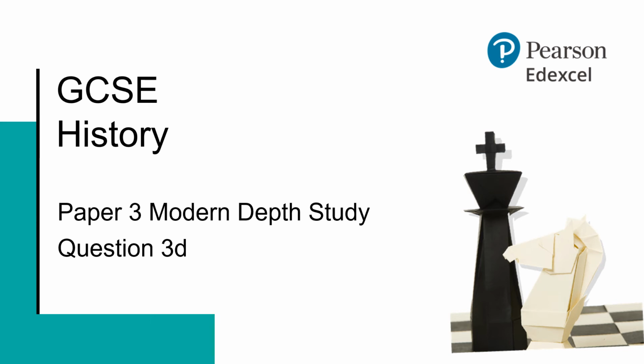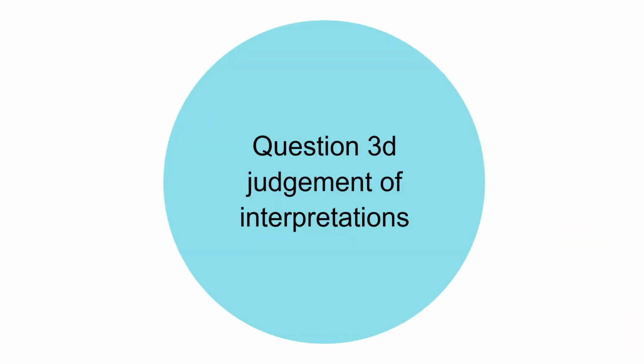Welcome to the student walkthrough video for GCSE History, Paper 3, Question 3d. We will look at how the question is constructed, how to answer it, and tips on what makes a good answer. We have other videos available for this paper as a whole and also for each question in detail.